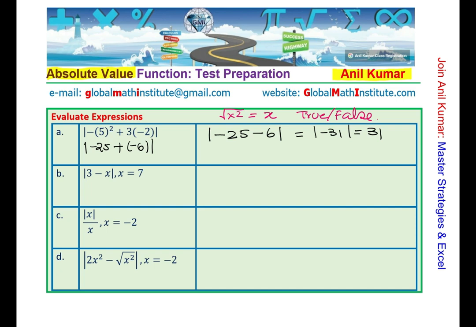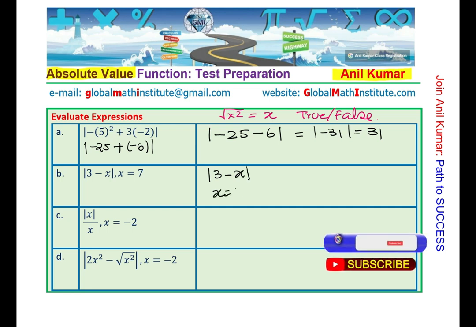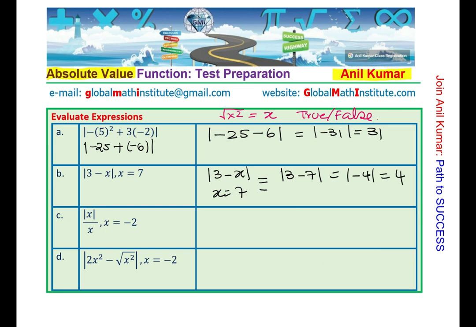X is equal to 7, and we need to evaluate absolute value of 3 minus x. So we have absolute value of 3 minus x, and we have x equals to 7. So let's substitute x as 7. So we get absolute value of 3 minus 7, right? Which is absolute value of minus 4, which is indeed plus 4. So here we know the answer is 4. In the earlier case, it was 31. Perfect. The next example is absolute value of x divided by x for x equals to minus 2, right?